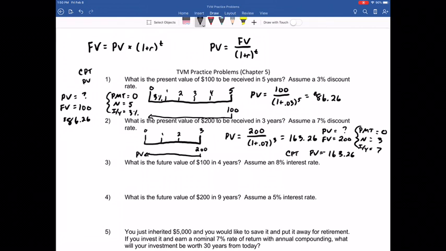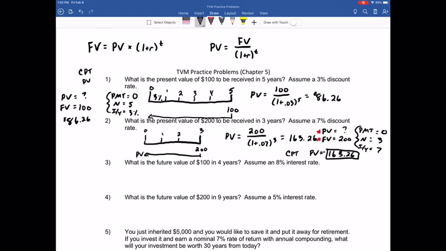Now, one thing that I did not mention is that this is most likely coming out as a negative value. This is still a positive value, but your calculator must have present value or future value represented as a negative value. So essentially what this is saying is if I invested, which would be a cash outflow, $163.26, and I invested this for 3 years and earned 7% interest per year, at the end of these 3 years, that future value of the $163.26 would equal $200. So there would be a cash outflow of $163.26 and a cash inflow of $200.